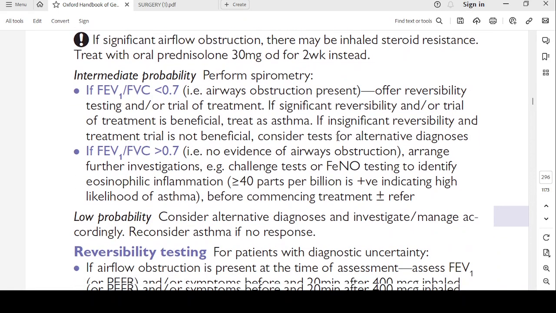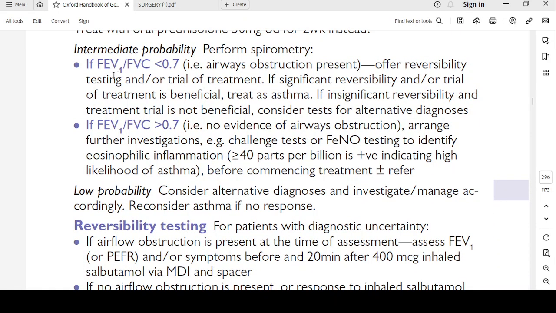Intermediate probability: perform spirometry. If FEV1 by FVC is less than 0.7, that is airway obstruction is present, offer reversibility testing or a trial of treatment. If significant reversibility and trial of treatment is beneficial, treat as asthma. If insignificant reversibility and treatment trial is not beneficial, consider tests for an alternative diagnosis.